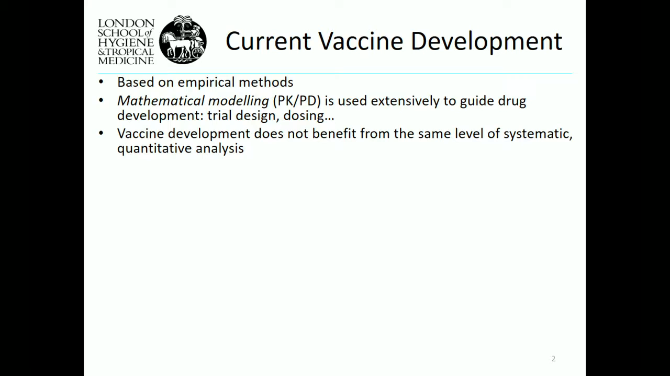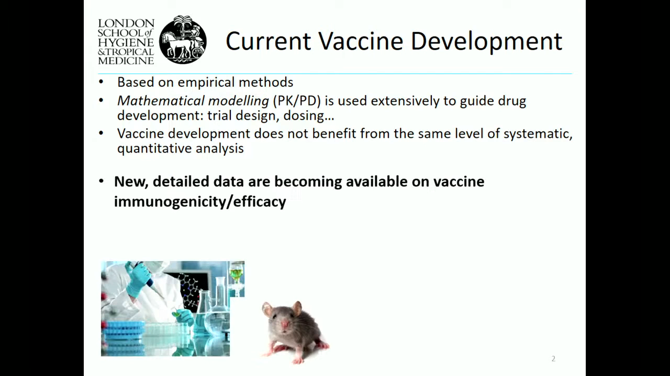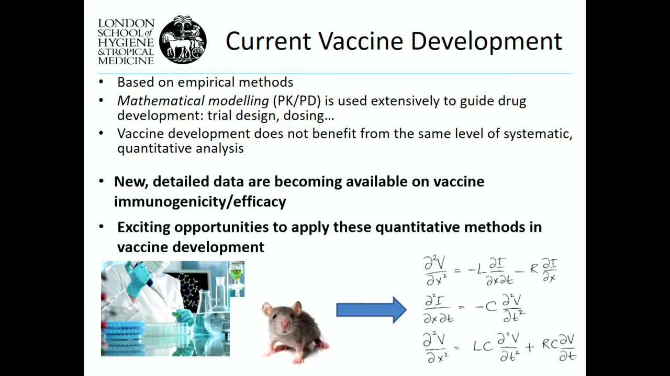In contrast to this, mathematical modelling approaches, namely pharmacometrics, are used extensively to guide drug development, for example in trial design or dosing regimens. But vaccine development does not benefit from the same level of quantitative analysis. With new detailed data becoming available on vaccine immunogenicity and efficacy, we believe that there are exciting opportunities to apply quantitative methods in vaccine development.